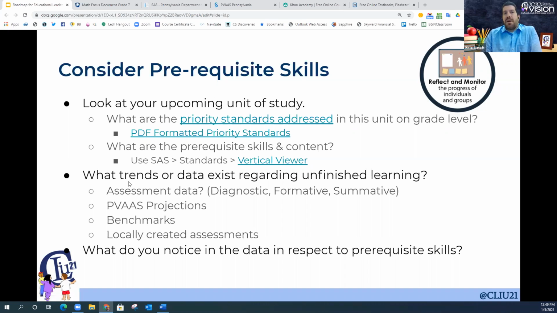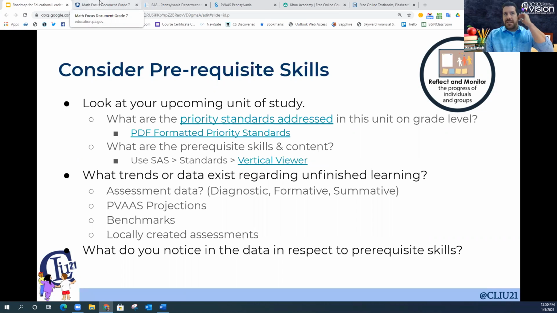The other piece I might want to know is what are some of the prerequisite skills and content that may have come from the year before the student should be knowing when they come in to be able to handle these standards. Knowing that there was a disruption in the educational cycle during the spring of 2020, it might be important that we determine if our students have mastered those prerequisite skills in order to be able to move forward. A great way to check in on those prerequisite skills will be to use the vertical viewer within our SAS portal. I'm going to show you how to do that right now.